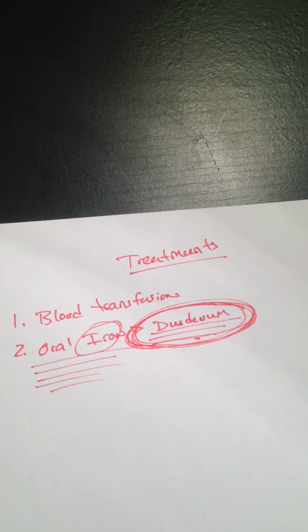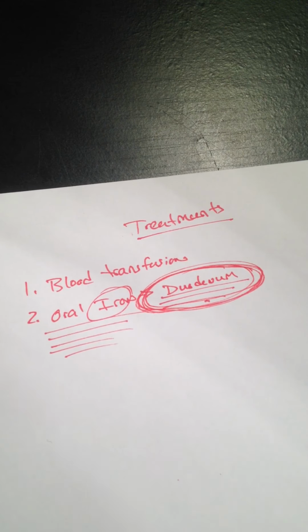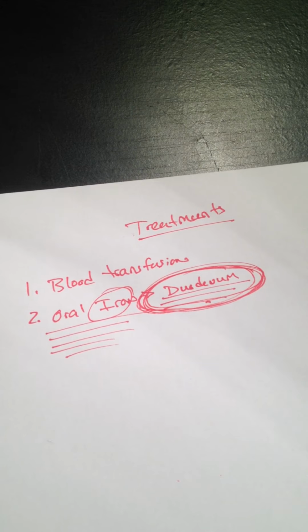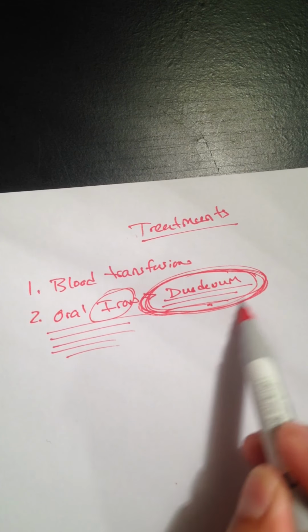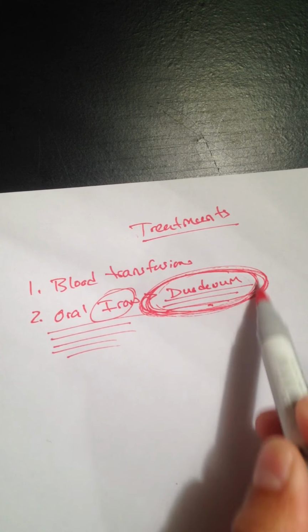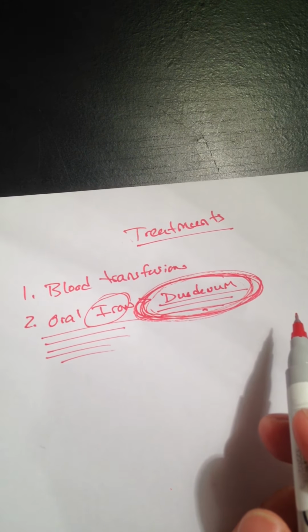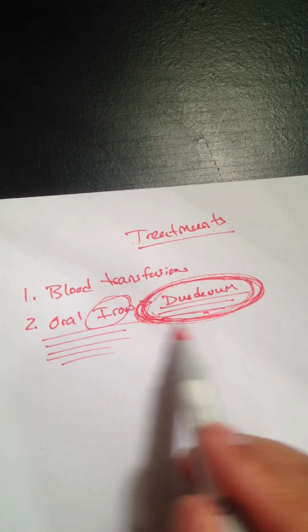Now, this is important because you do not want to give enteric-coated or sustained released iron pills, because if they're enteric-coated or sustained released, they will not be able to be digested in the duodenum, and the iron will not be absorbed. Okay, so make sure you know that.